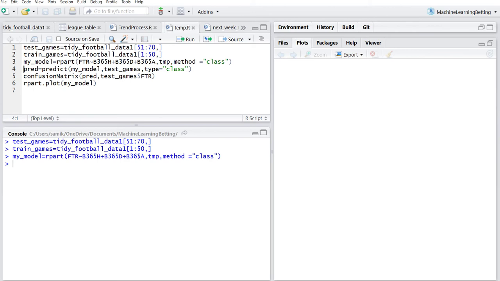And that's not right. That's training using temp. I wanted to train using train games. So now we have our model.